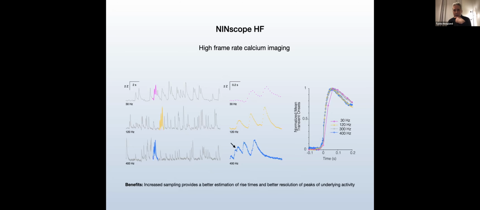And if you look at the normalized transients, so these are spontaneous transients that were triggered off their onset at the various sampling frequencies, you see that at 30 Hertz, it's harder to estimate the actual rise time of your signal, and it gets much better if you go to the higher frame rates of 120 Hertz and higher.